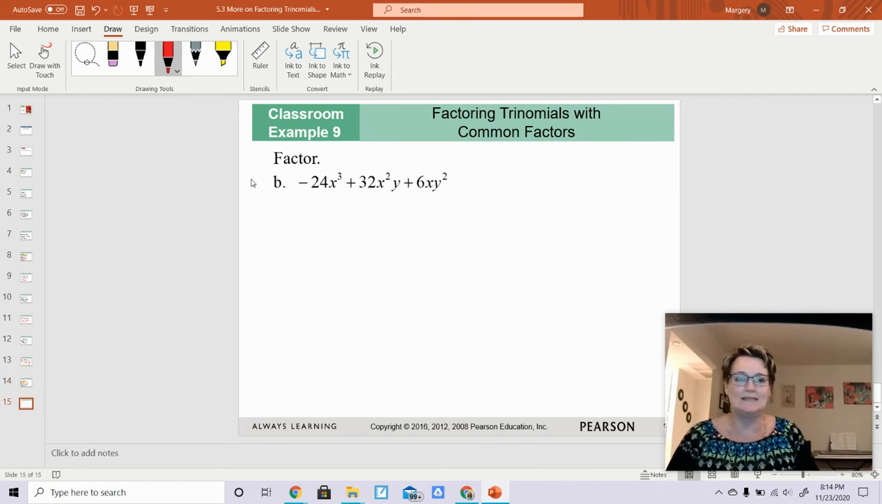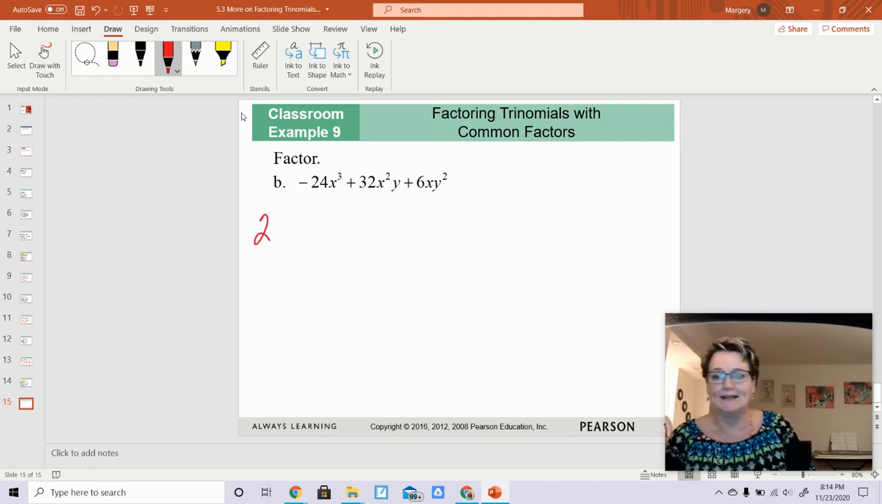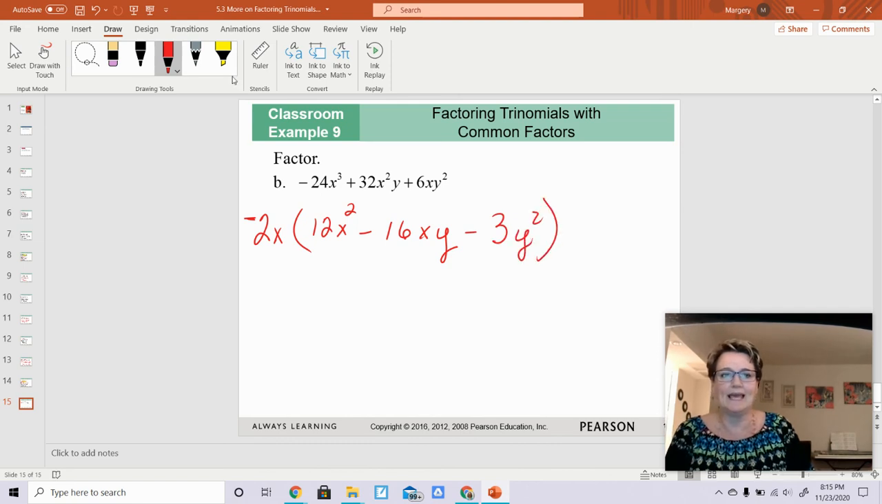All right, let's try to get the other one done before it gets too crazy. On this one here, we're going to factor out a 2 for sure, a 4, nope, just a 2, and they all share an x. So I'm going to take out an x, and that's all that they share. And I'm going to take a negative 1 out. So this is going to leave me with 12x squared minus 16xy minus 3y squared. So again, I only look at what's inside the parentheses.